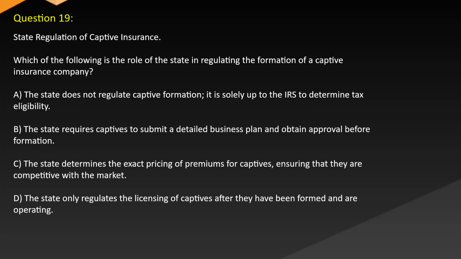Question 19. State regulation of captive insurance. Which of the following is the role of the state in regulating the formation of a captive insurance company? A. The state does not regulate captive formation. It is solely up to the IRS to determine tax eligibility. B. The state requires captives to submit a detailed business plan and obtain approval before formation. C. The state determines the exact pricing of premiums for captives, ensuring that they are competitive with the market. D. The state only regulates the licensing of captives after they have been formed and are operating.